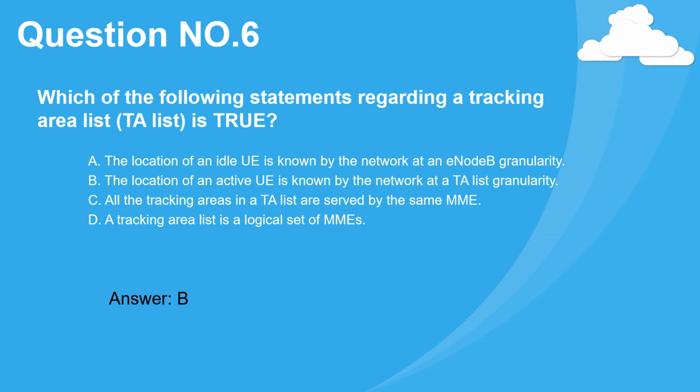Question number 6. Which of the following statements regarding a tracking area list (TA list) is true? A. The location of an idle UE is known by the network at an eNode B granularity. B. The location of an active UE is known by the network at a TA list granularity. C. All the tracking areas in a TA list are served by the same MME. D. A tracking area list is a logical set of MMEs. Answer: B.